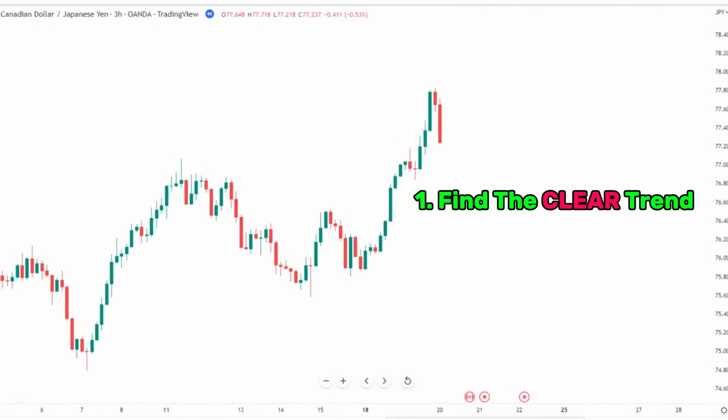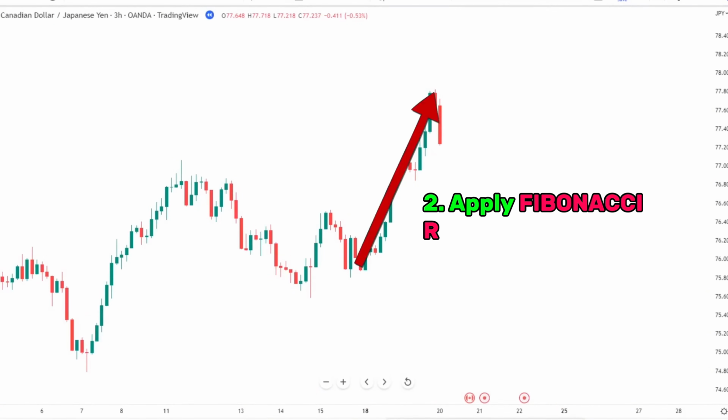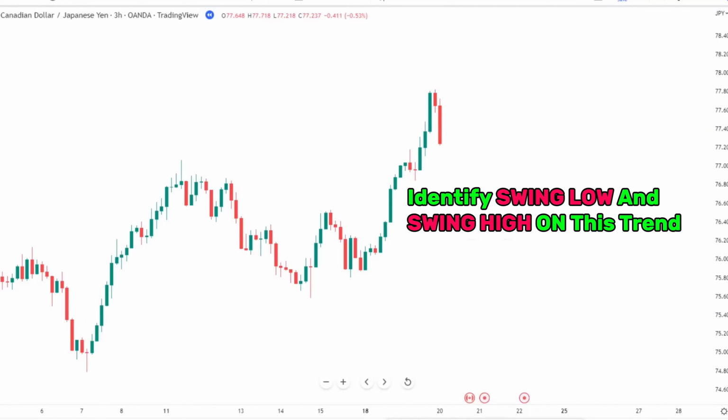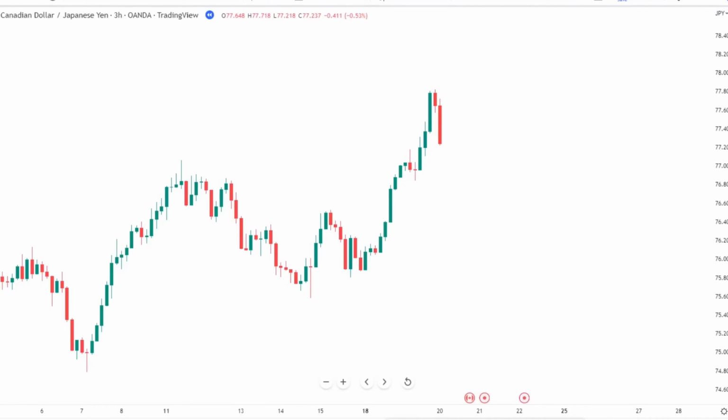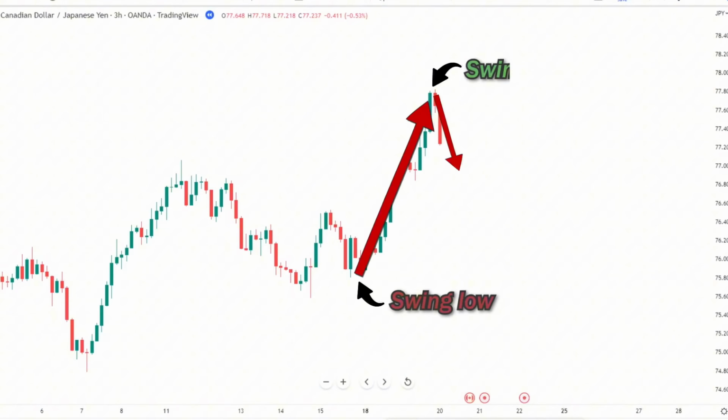Step 1 is to find a clear trend. In this example, the market is clearly moving upward. Once the trend is identified, the next step is to apply the tool. To do this, you must first identify the swing low and the swing high of the move. The swing low is the lowest point before the price reversed upward. The swing high refers to the highest point reached before the price started pulling back.